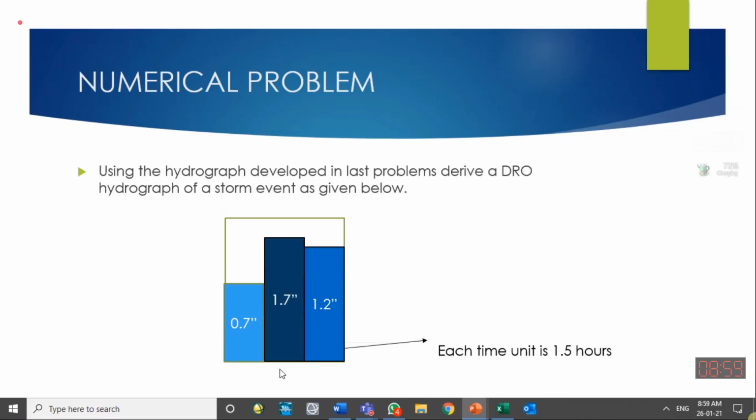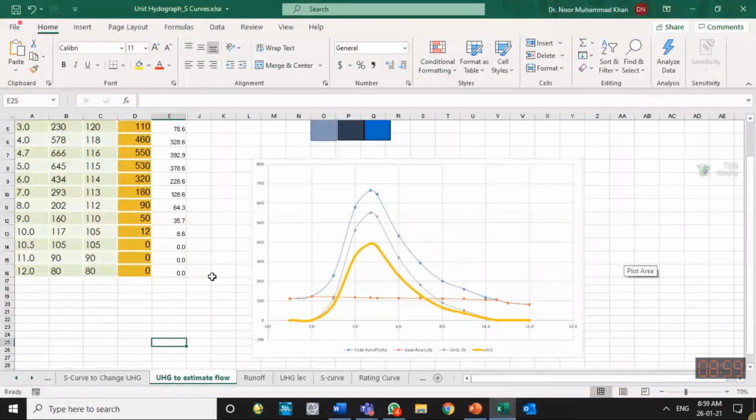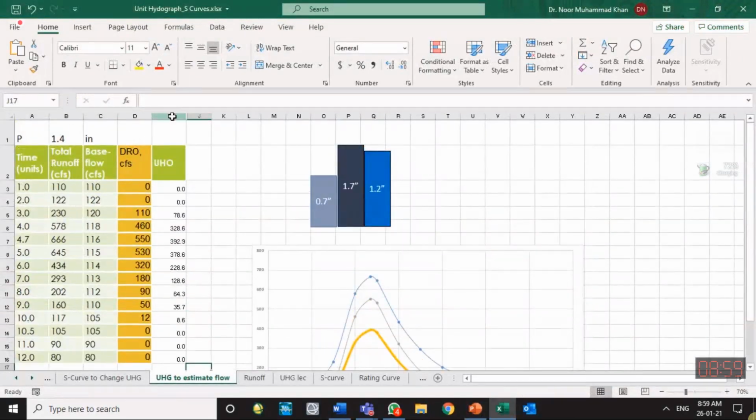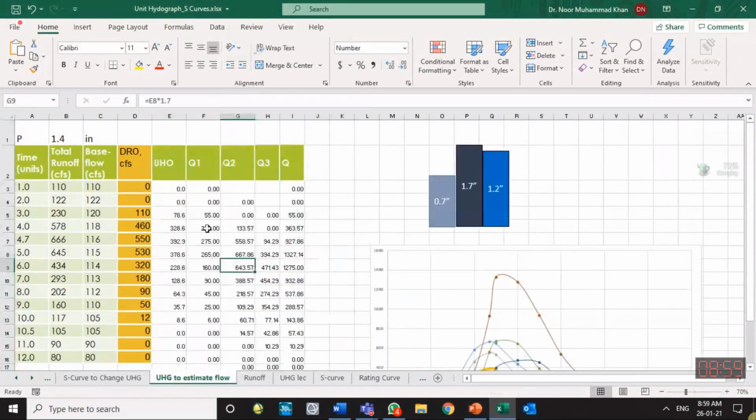And we will be adding the ordinates of all these three to get the total outcome, the DRO for this catchment. That is done in this example also. Now the other part which I hid previously will help me. So if we have a rainfall of 0.7 inches, then this will be the DRO hydrograph.